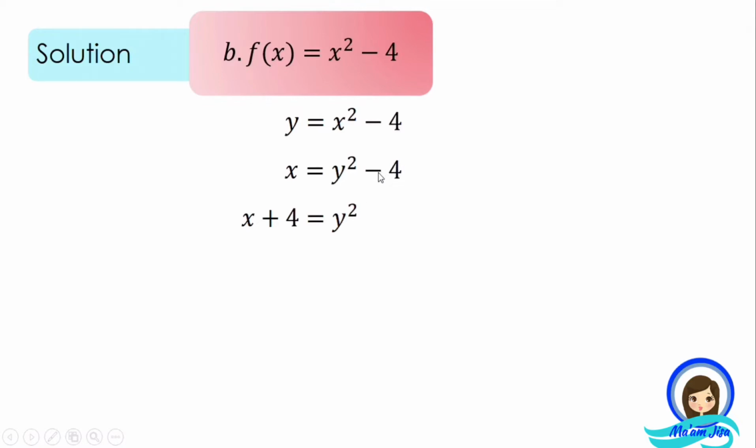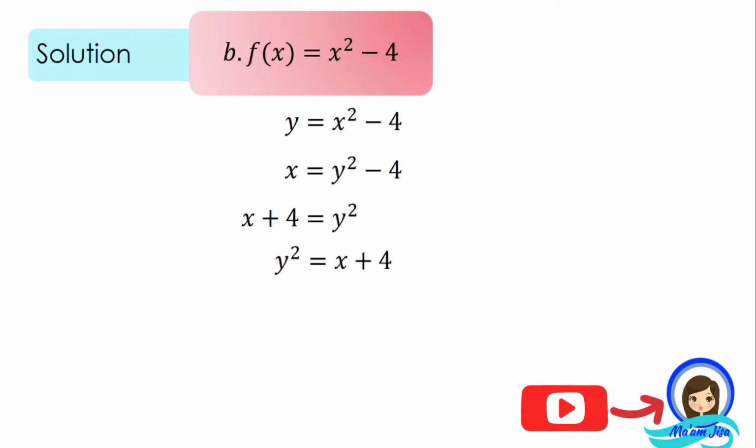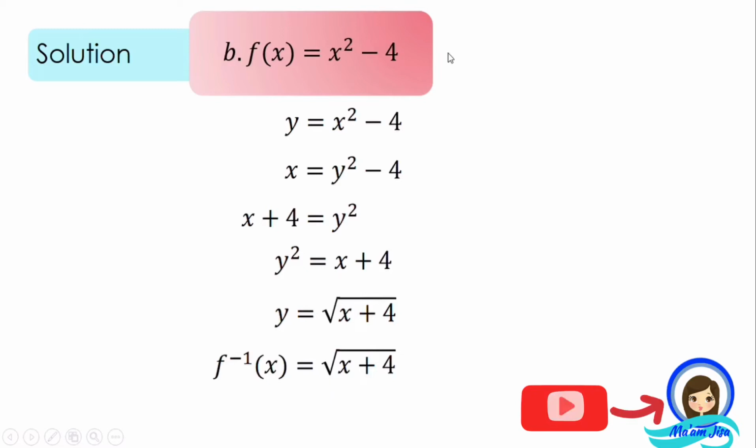So we need to transpose negative 4 to the other side of the equation, and that gives us x plus 4 equals y squared. By symmetric property, we interchange the position of the two without affecting their signs, and that gives us y squared equals x plus 4. So to isolate y, or to cancel out the exponent 2, we get its square root. Y equals the square root of quantity x plus 4. Therefore, the inverse of the quadratic function f of x equals x squared minus 4 is the square root of quantity x plus 4.